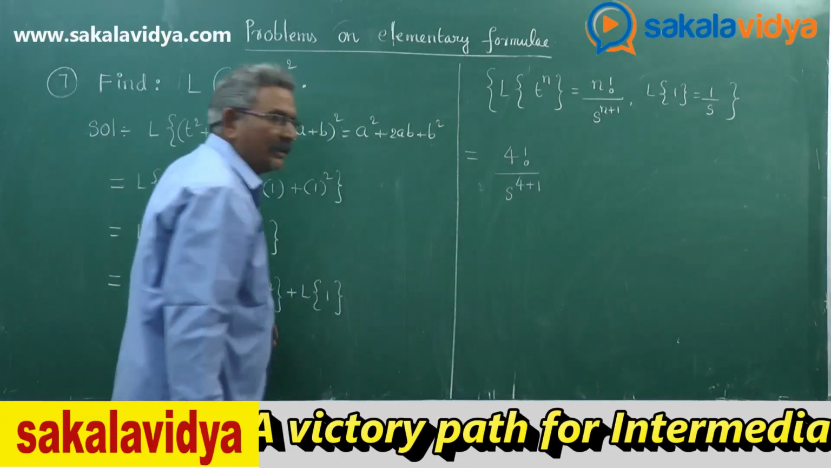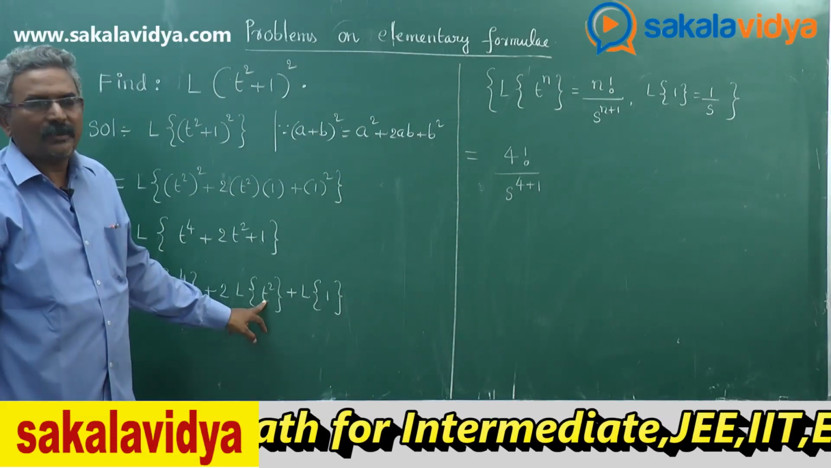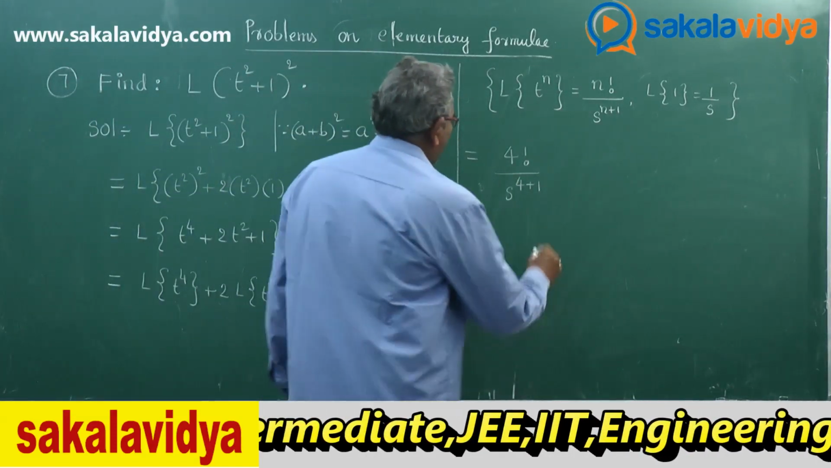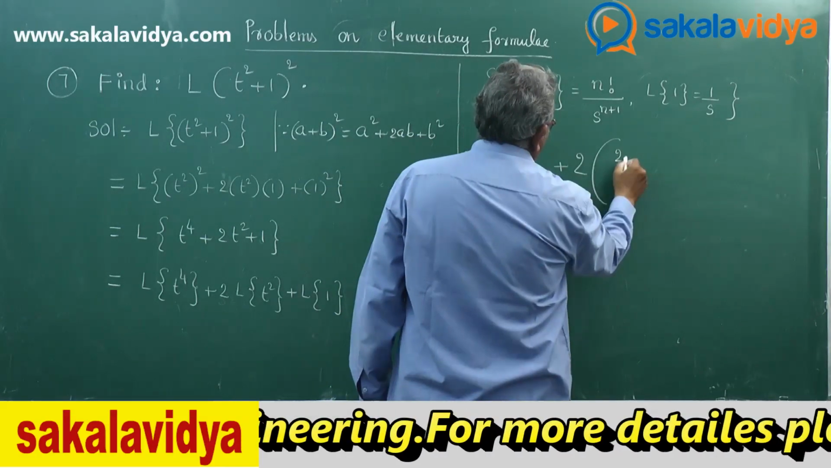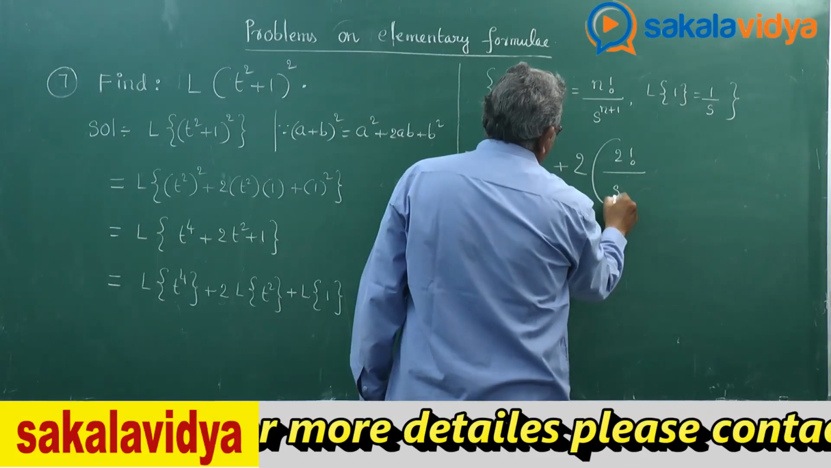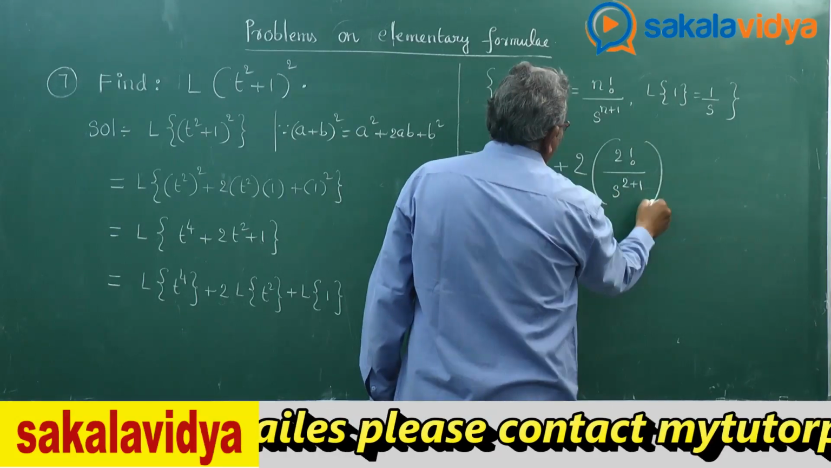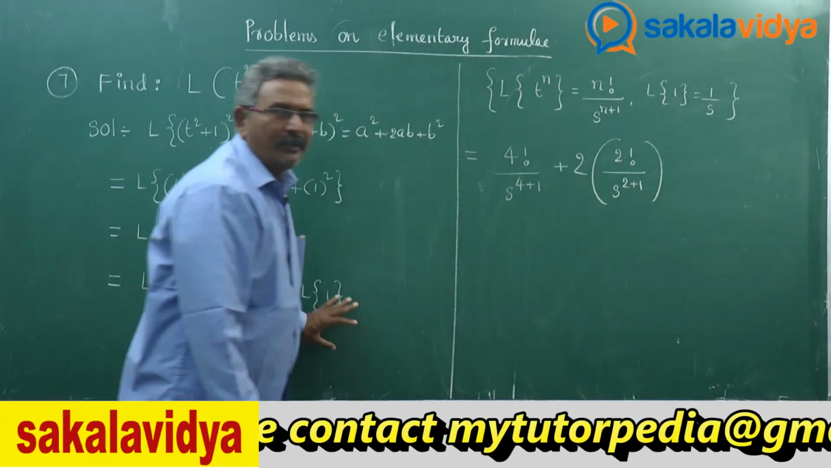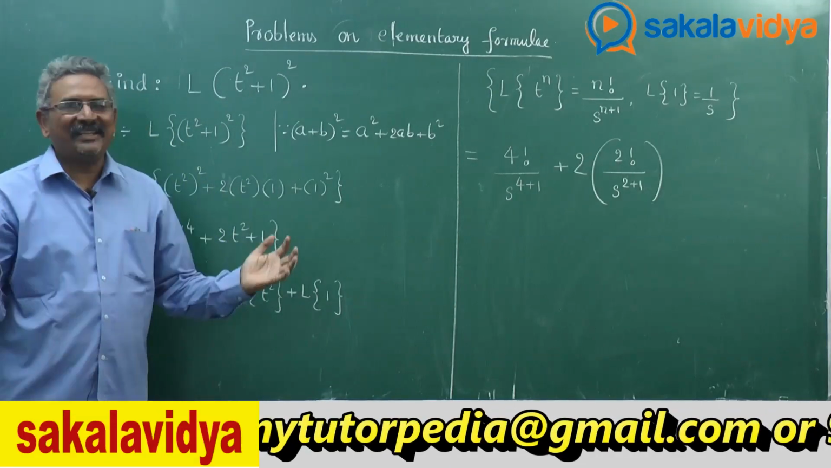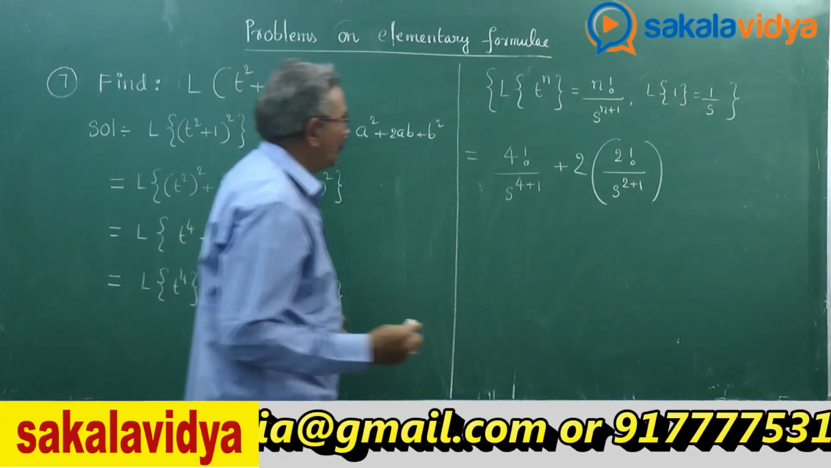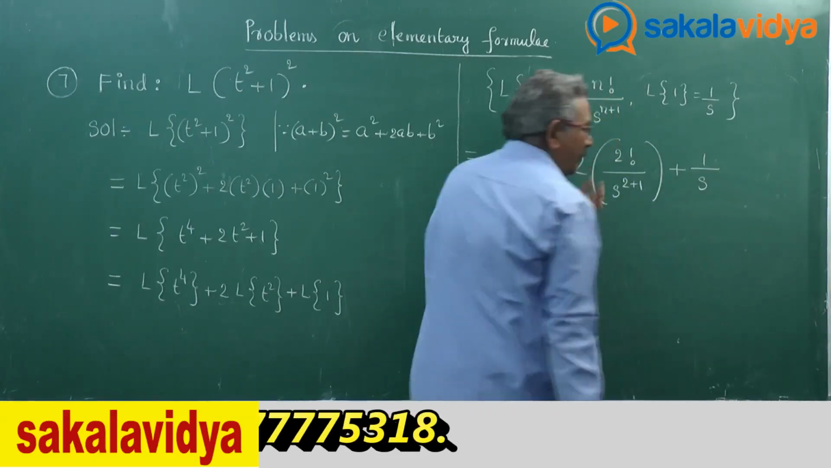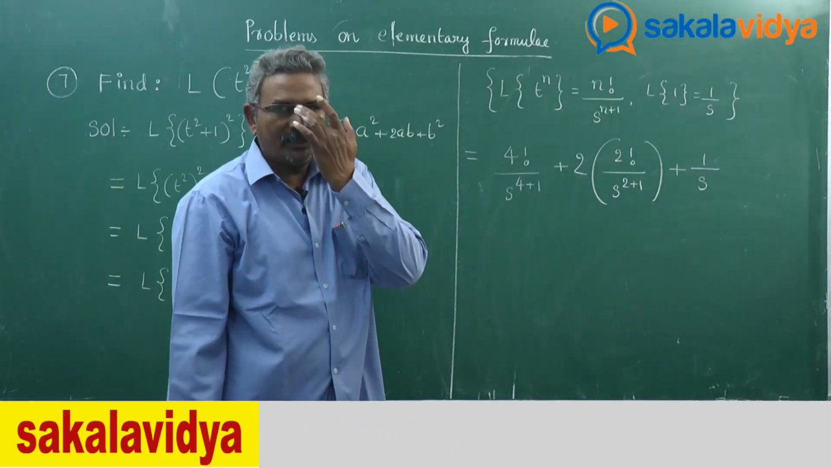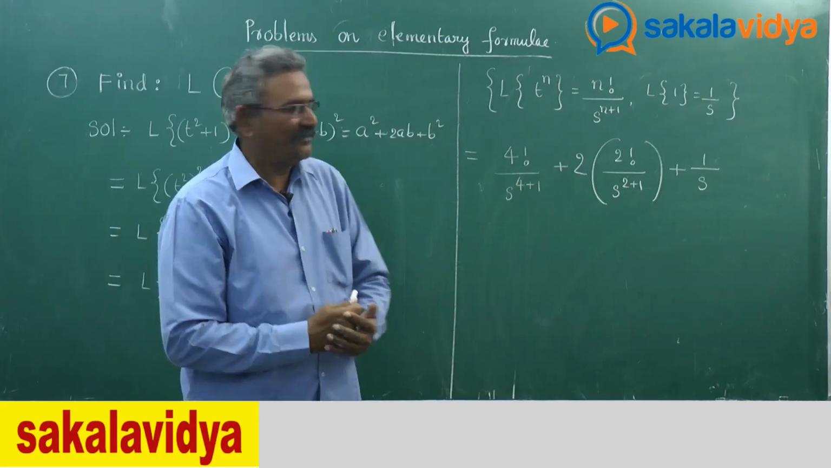And next one, we have the Laplace transform of t square, plus 2 times 2 factorial by s power 2 plus 1. The Laplace transform of 1, directly we can write 1 by s. So this is plus 1 by s. Let it be simplified further to get our answer, our destination.